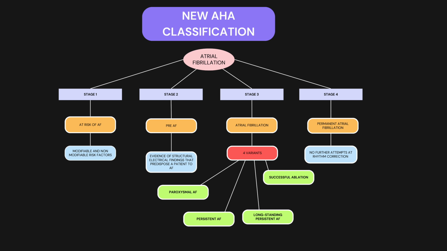Stage 3, the person has atrial fibrillation. And this is the same thing we talked about: paroxysmal, persistent AF, and long-standing. Paroxysmal was 1 week, it resolves spontaneously. Persistent AF was 12 months, and then it resolves. And then long-standing persistent AF is that it's permanent, obviously. And then there's successful ablation, which we'll talk about later in this video. And stage 4 is obviously permanent atrial fibrillation and no further attempt at rhythm correction.